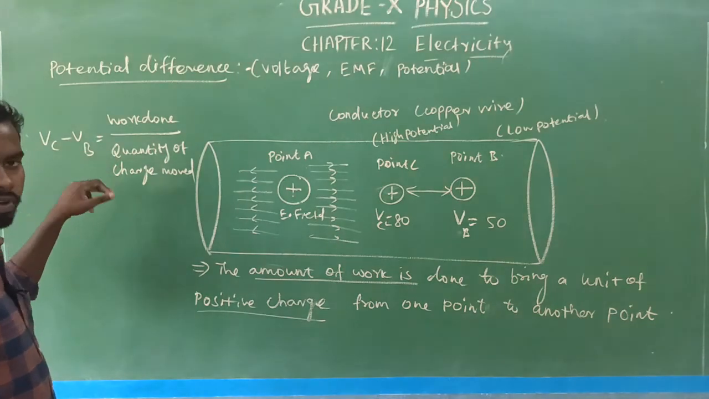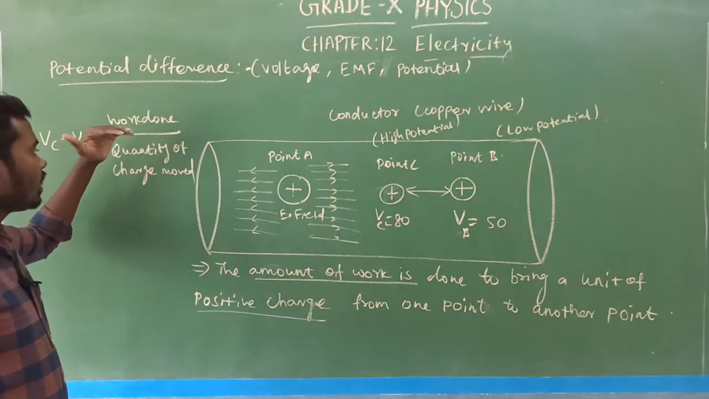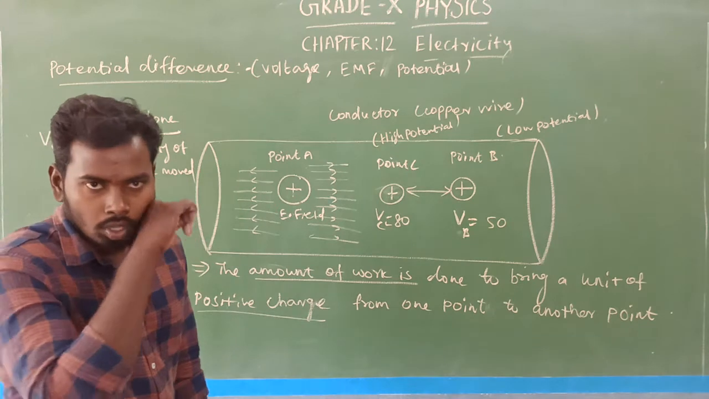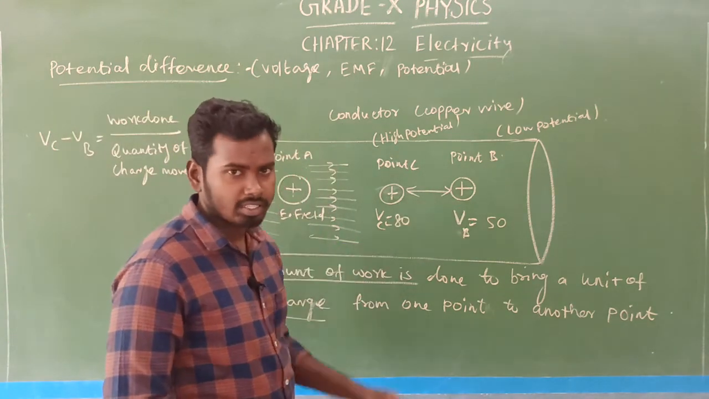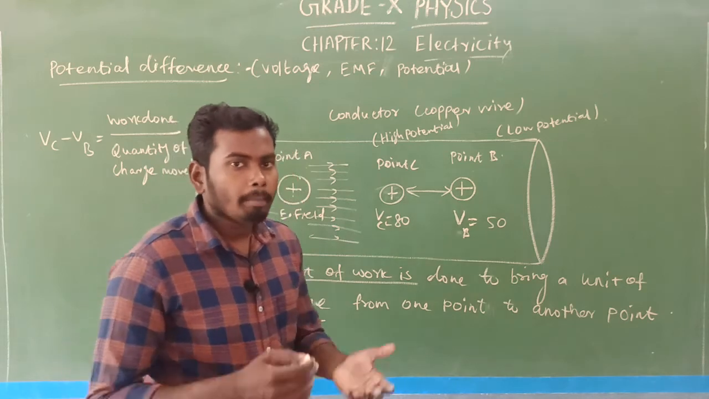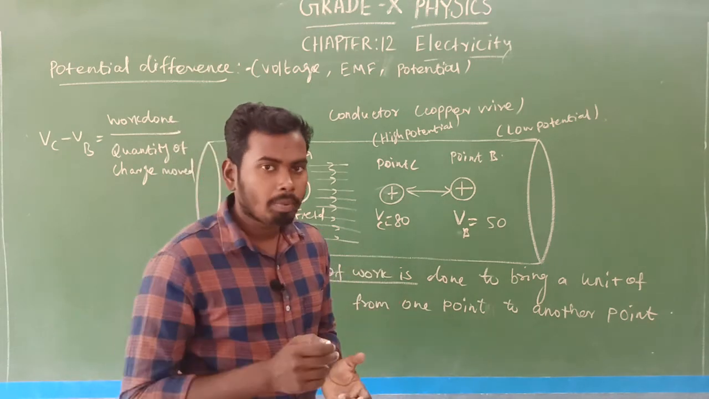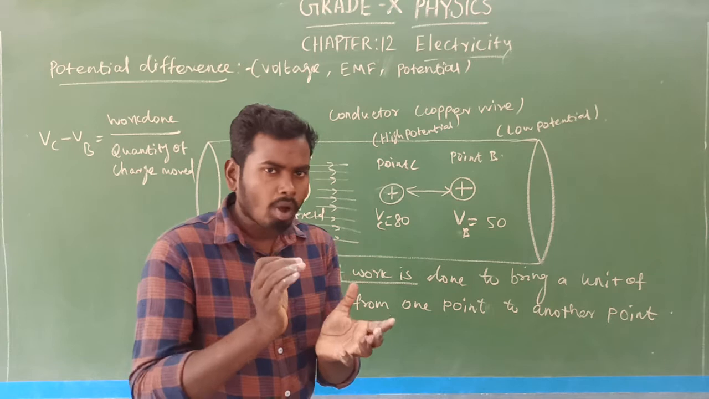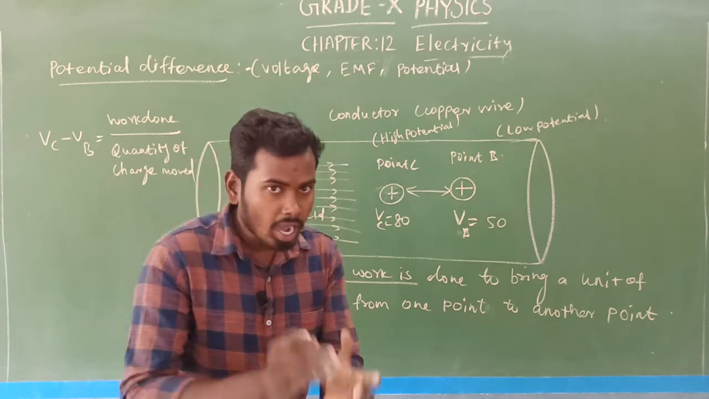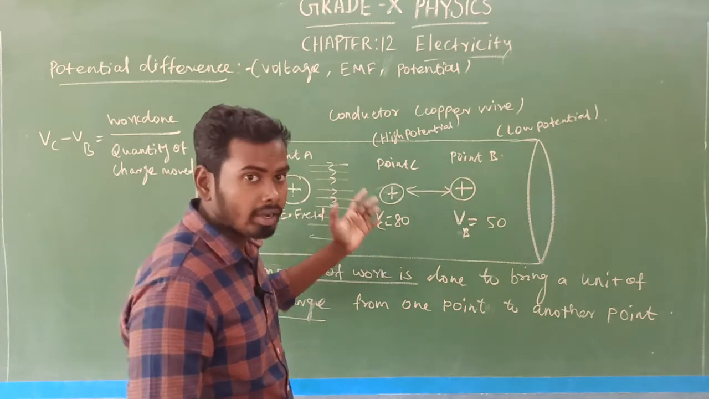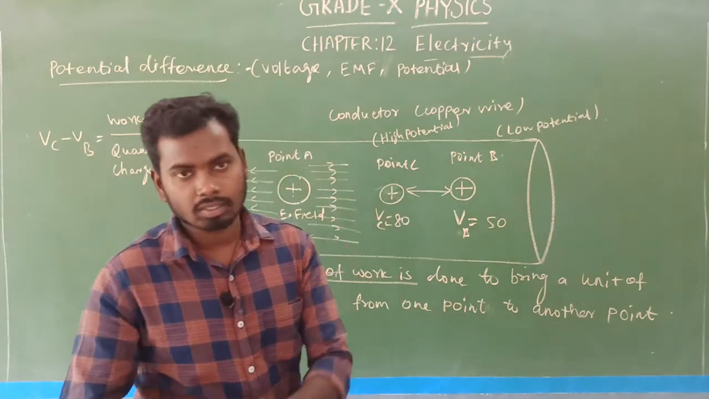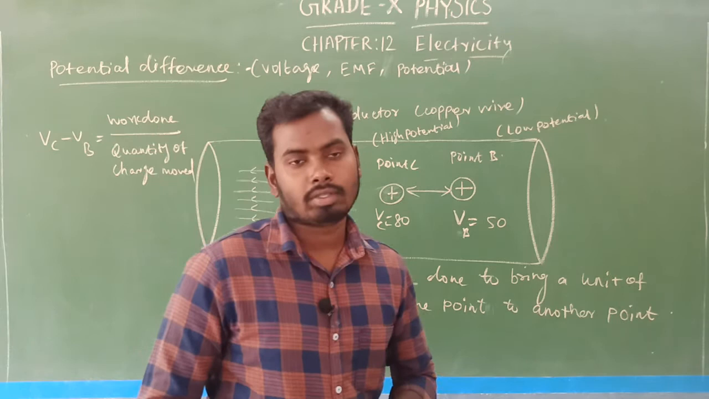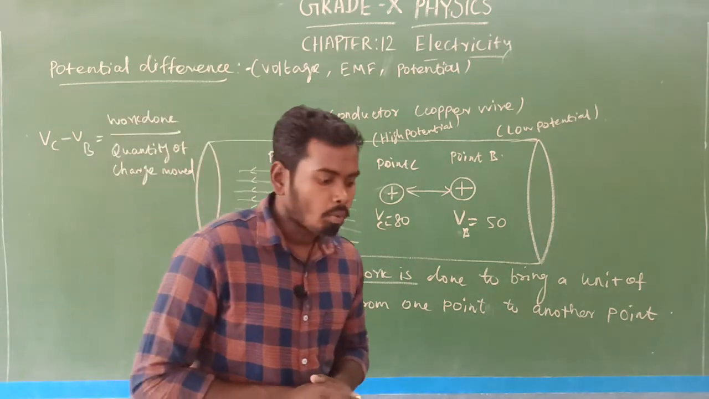So potential difference is equal to work done divided by quantity of charge moved. Suppose this is for a single charge. Suppose we bring 1 coulomb or 2 coulomb or 3 coulomb of charge from one point to another point, how much energy do we have to spend? That is called potential difference.